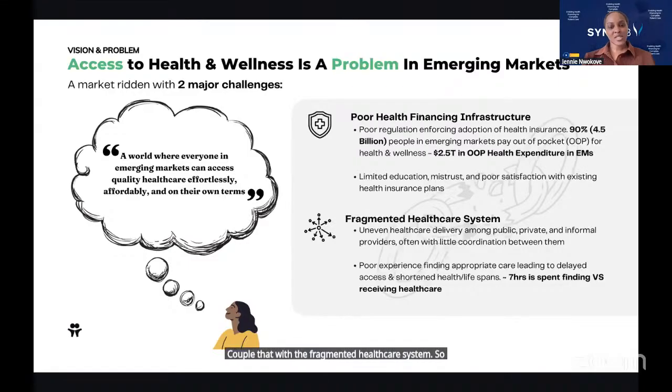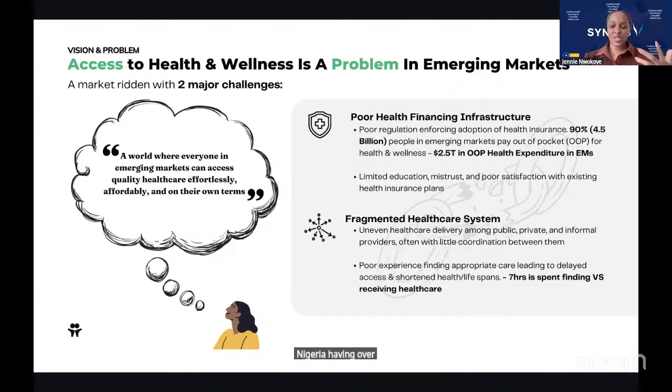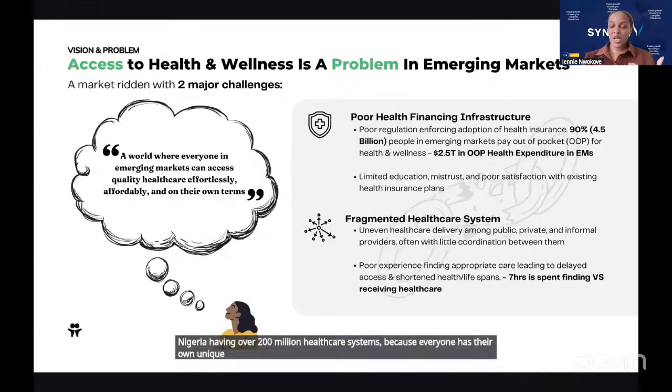So I like to think of Nigeria. I say Nigeria has over 200 million people. So I like to think of Nigeria having over 200 million healthcare systems because everyone has their own unique way on how they access and engage with the healthcare system, right? They either speak to doctors from home, or they go to a hospital, or they go to their nearby pharmacy. There is literally no standardization on how to access healthcare in Nigeria.